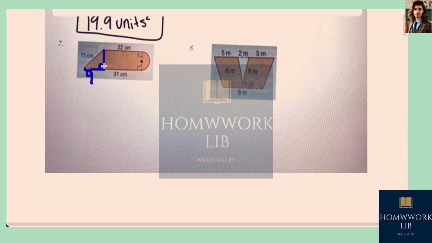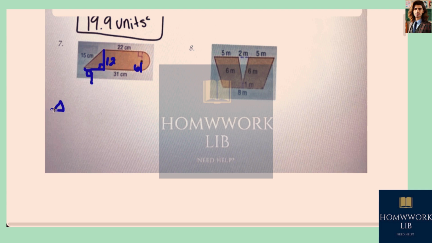This would have to be 12. It's a multiple of the 3, 4, 5 triangle. Or, like I said, use the Pythagorean theorem, and you'll find that that is 12, which means the radius is 6. Now let's deal with the triangle.